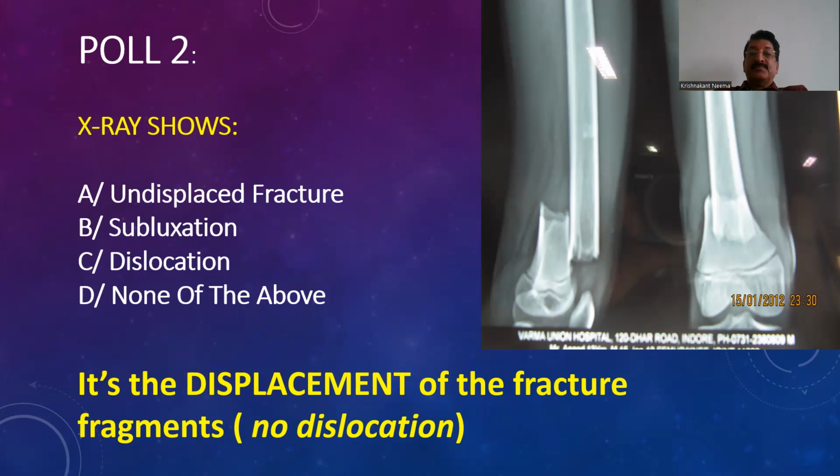What do you see in the X-ray? Now I want you to answer. Is it A, undisplaced fracture? B, subluxation? C, dislocation? Or D, none of the above? Who will answer it? Who will answer my question?